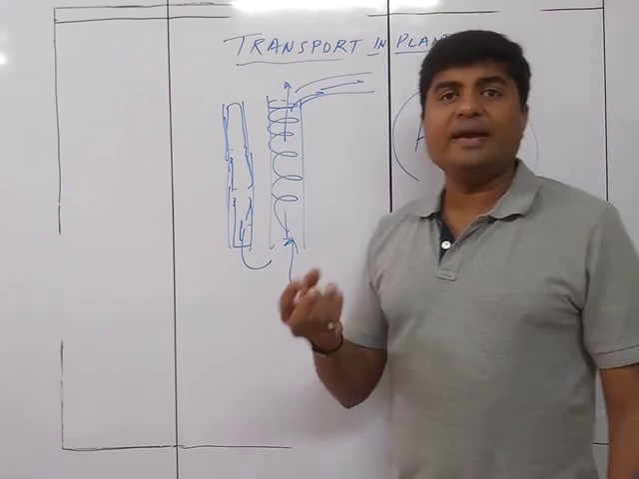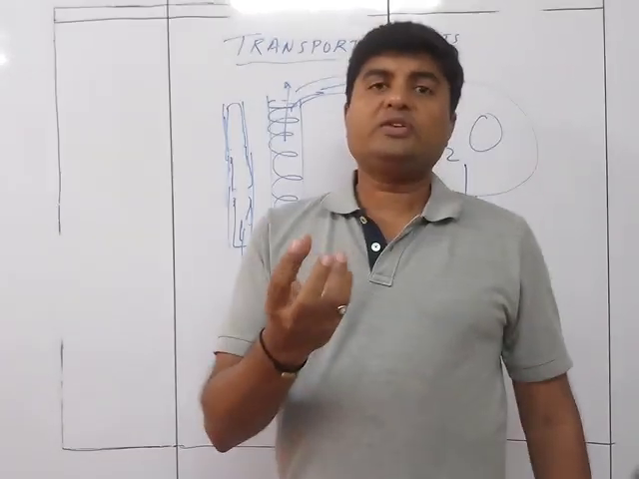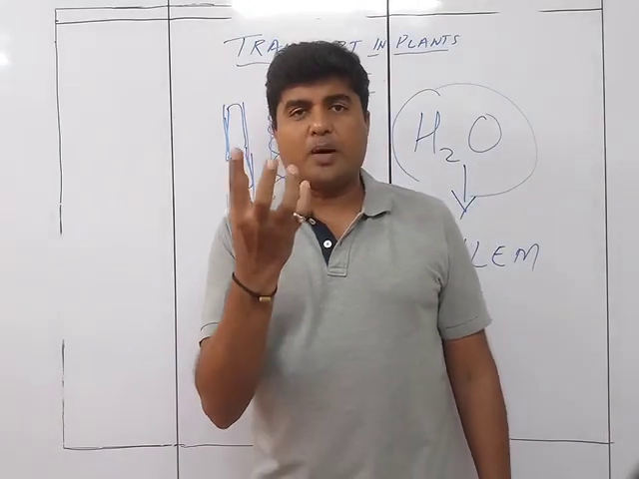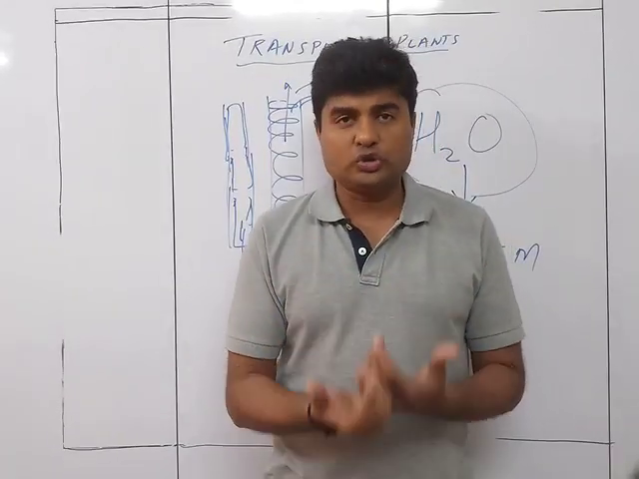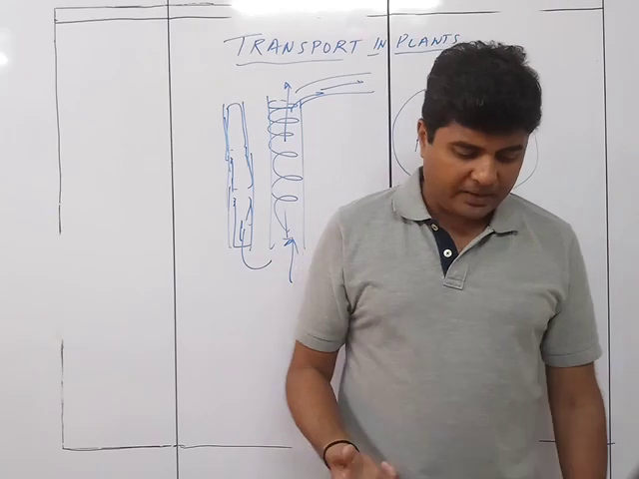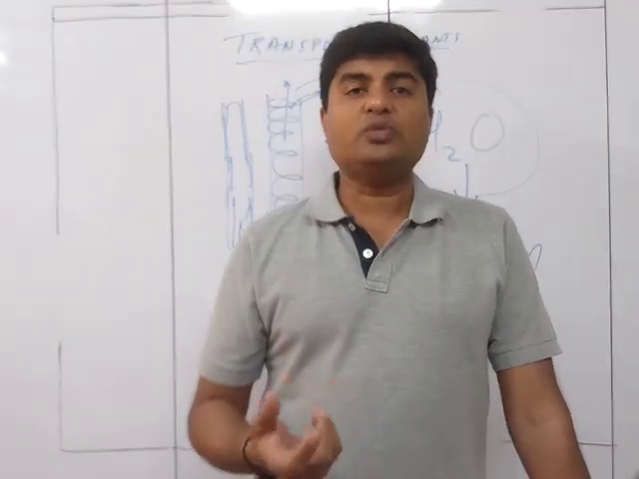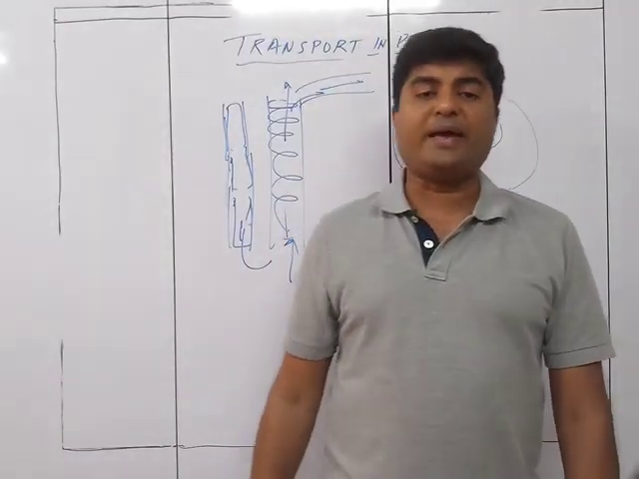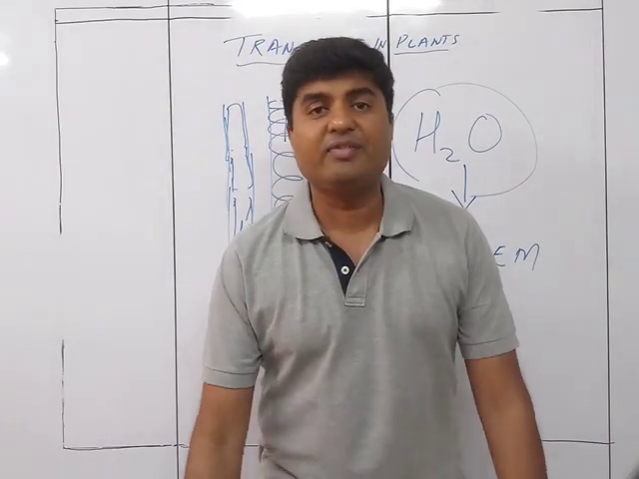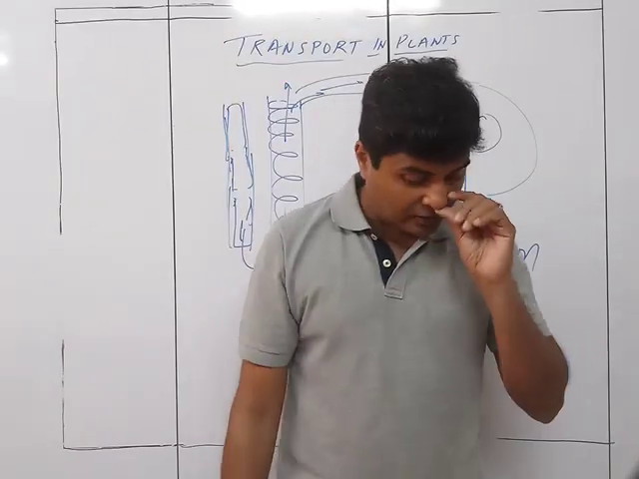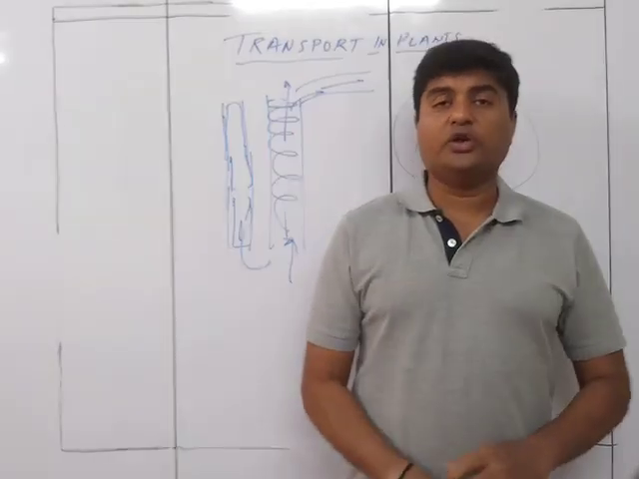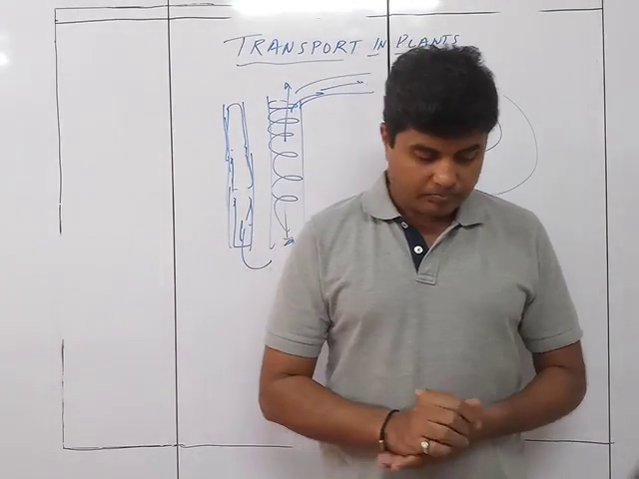But then you need something which is living, which will continuously take in some amount of food material and give it for storage, or it will be helping in conduction of water. So that is why there is something called parenchyma, or living cells. Okay, parenchyma are living cells, and they help in conduction of water and minerals and serve for storage of food.